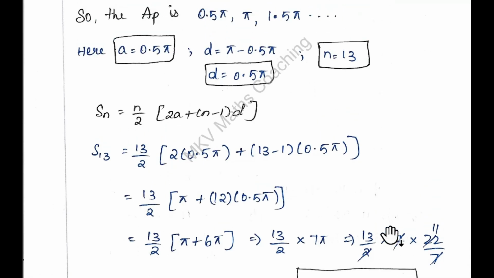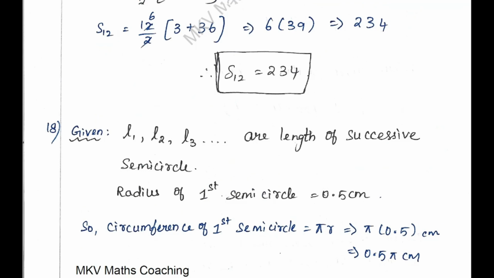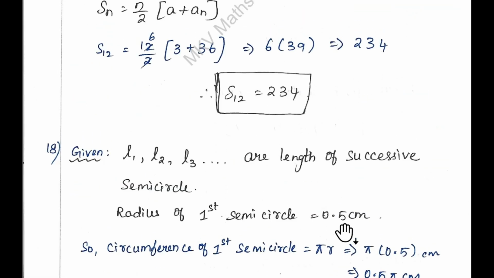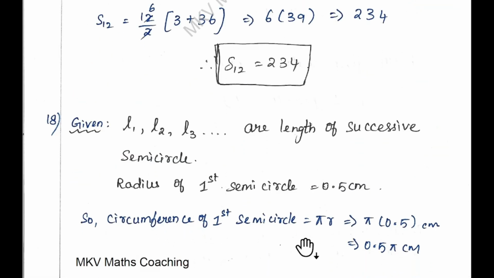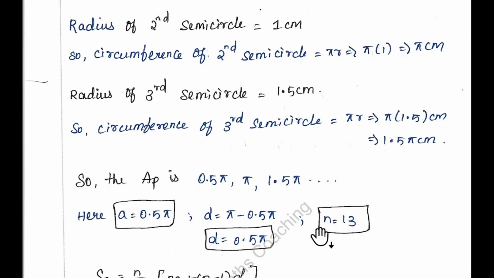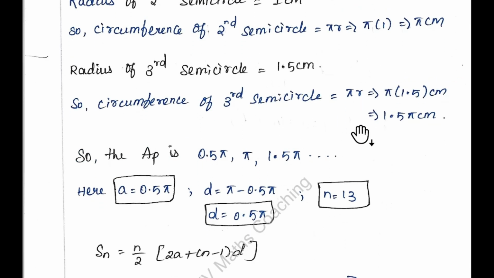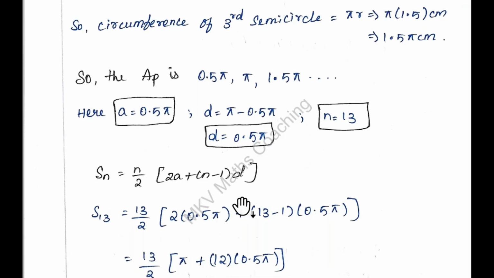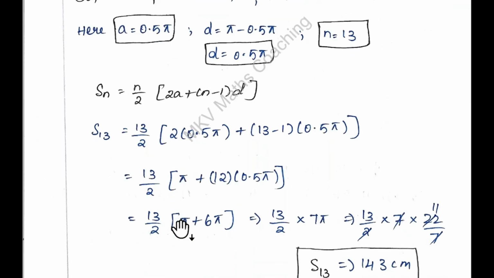Okay. So you understood. First I am getting the radii values from the question and finding the circumference of the semicircle using the formula pi r. After I found the circumference of all these values, now I am making a series and substituting it in the Sn formula.